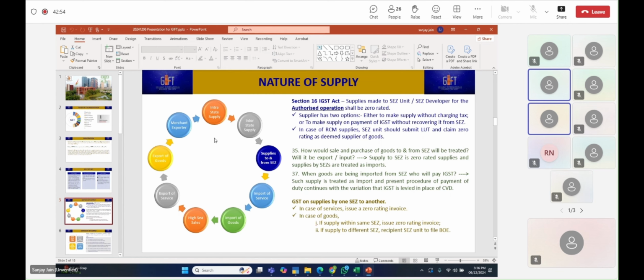Earlier there was no condition for authorized operation when the GST Act was introduced, but subsequently the condition has been incorporated in the IGST Act. If any supply is made to an SEZ unit, developer or co-developer, it should be for authorized operation. Many times we get the question: a supplier is supplying food items to the canteen, can we get the benefit of LUT on such supply? Or a supplier is supplying a car to an SEZ unit for the personal use of a director. Since these activities do not fall under authorized operation, you may not get the benefit of IGST. So you have to pay GST on such supply.